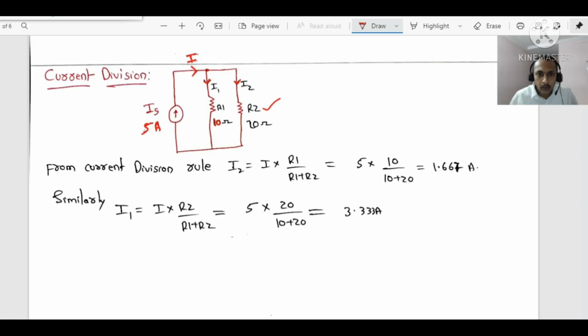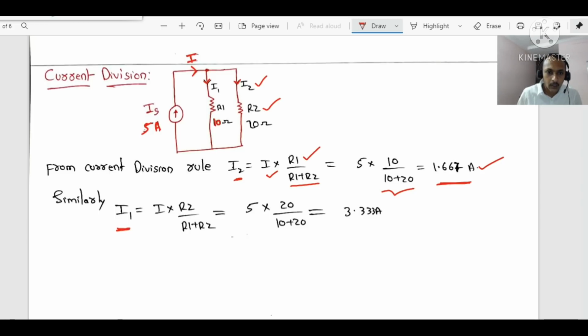Now if I want I2, it equals total current into opposite arm resistance R1 divided by R1 plus R2. But what is R1? 10 divided by 10 plus 20. 5 into 10 divided by 10 plus 20. 1.667 amps we will get.